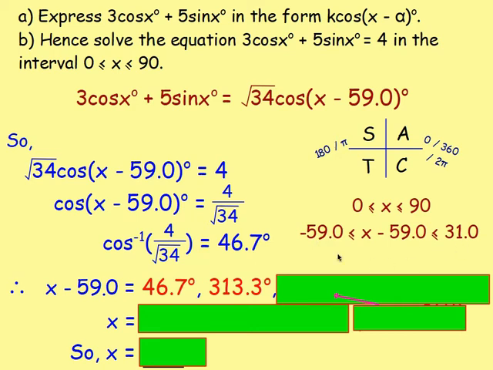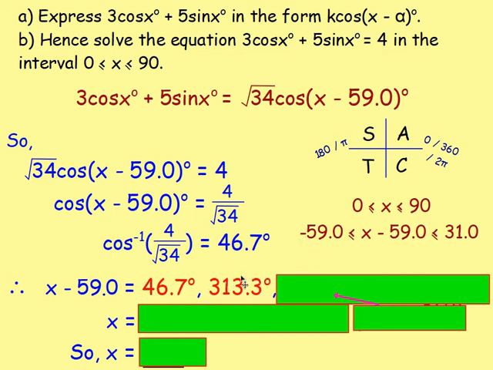So how would you get the answers that lie between them? Olivia, help us out. Good. You just add and subtract 360 to these answers. So doing that then, if you add 360 onto the 46.7, you're getting something that's way over 31. It's already over. If you subtract 360 from 46.7, you're getting something a lot less than negative 59. So that will not work either.